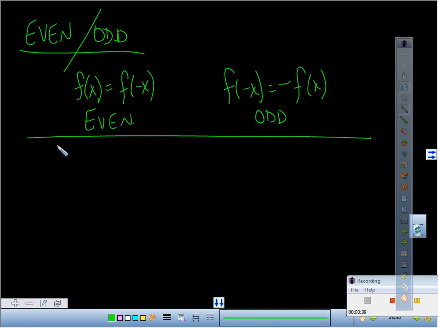I'm going to give you some, and you tell me if they're even, odd, or neither. However you say it. All right. Did y'all do this one? F of x is equal to x cubed minus x. Okay. Did y'all do this one? X squared plus 1.